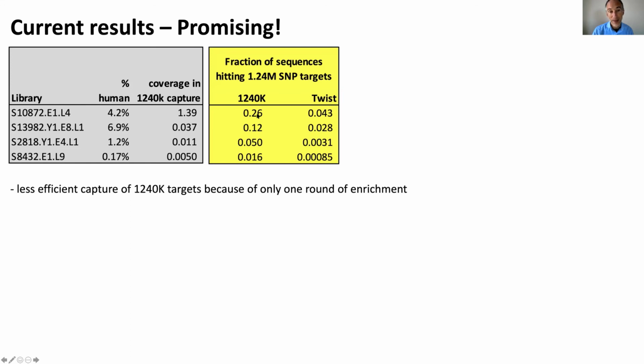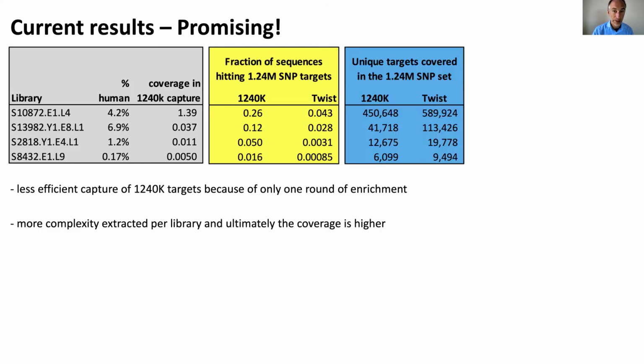And that's not because Twist is aiming at a slightly larger target set. That can explain only a small fraction of it. What's explaining it is the fact that there's only one round of enrichment rather than two in Twist, and we've chosen to do just one round of enrichment. There are benefits to that, though, because the complexity gets reduced in each round of enrichment, and the outcome of this is that Twist, in each of these cases, produced higher coverage.